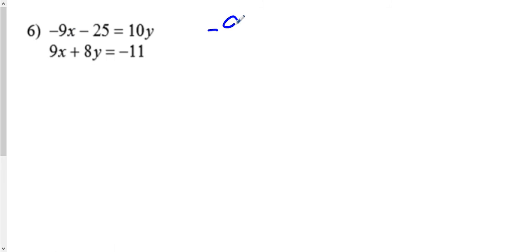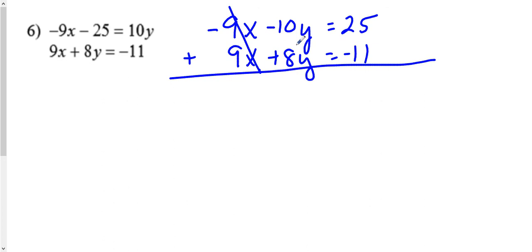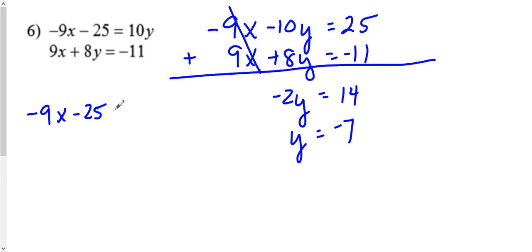All right, so negative 9x, I'm going to minus the 10y, and then I'm going to add the 25 to the other side. And the bottom equation's ready to go. I have a positive 9 and a negative 9, so they're going to zero out if I add the equations. So negative 10 plus 8 is a negative 2y. 25 plus a negative 11 is 14. y equals negative 7.